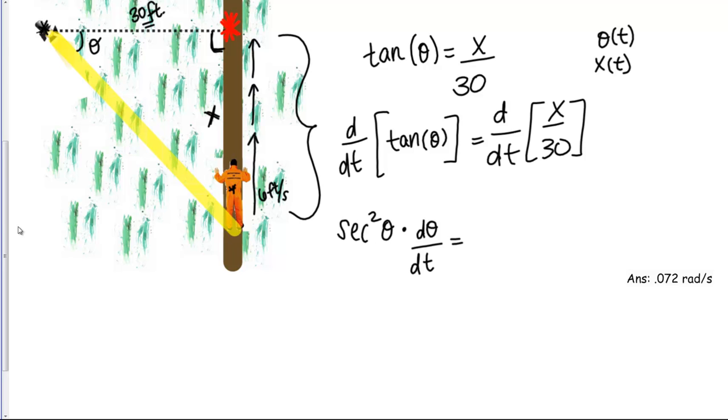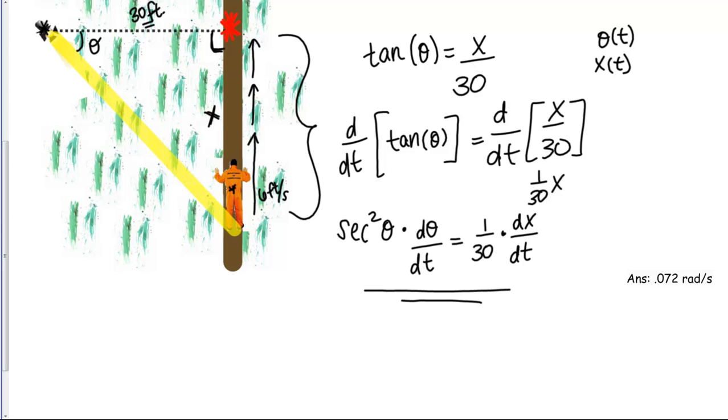And then what about on the right-hand side? If I want, I can think of x over 30 as 1/30th times x. So the derivative of that is just going to be 1/30th. But once again, because x is a function of time, I have to multiply by its derivative. So it's going to be 1/30th times dx/dt. So this is my derivative relationship. This gives me a relationship between the rate of change of the angle and the rate of change of the convict along the path.